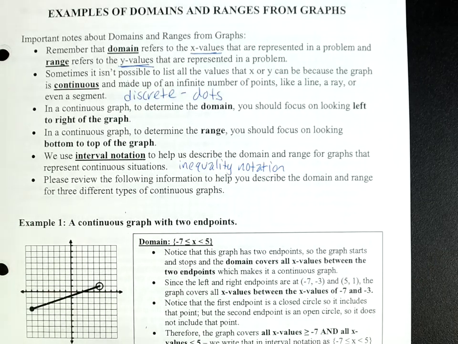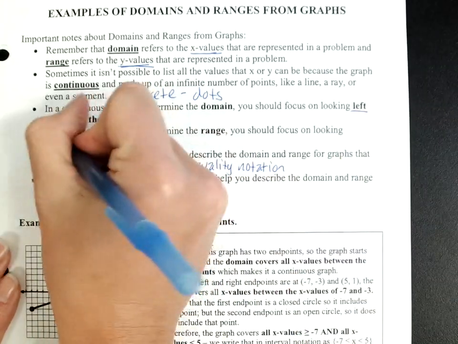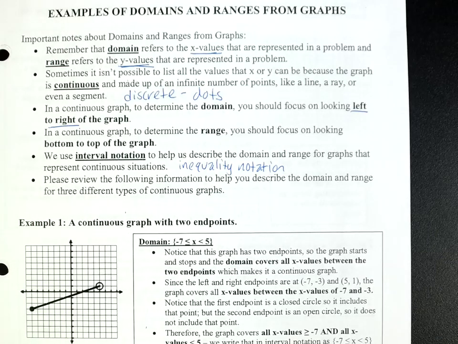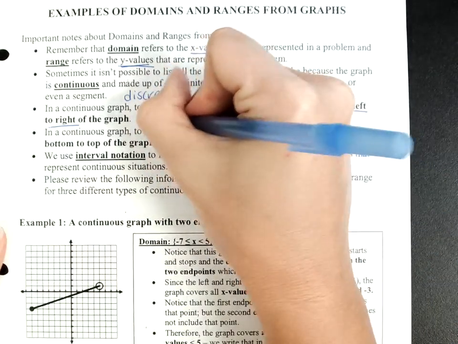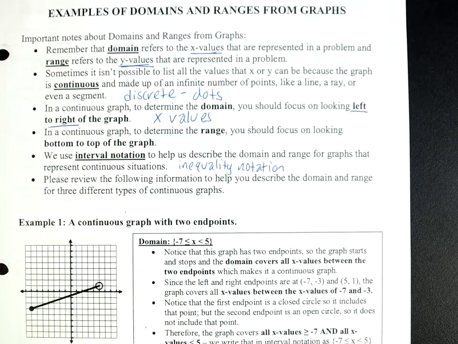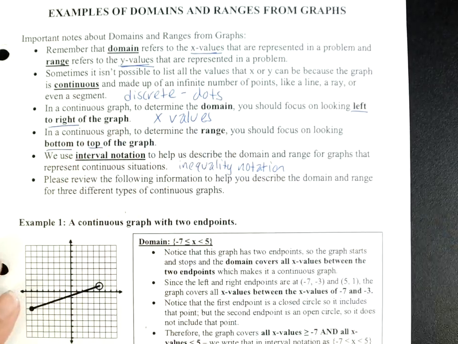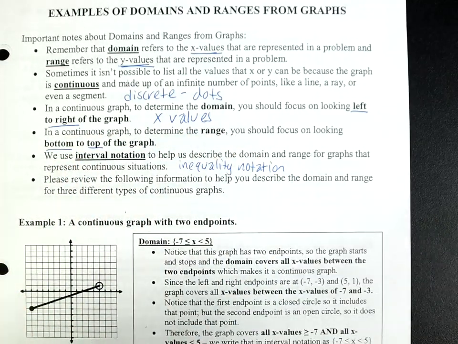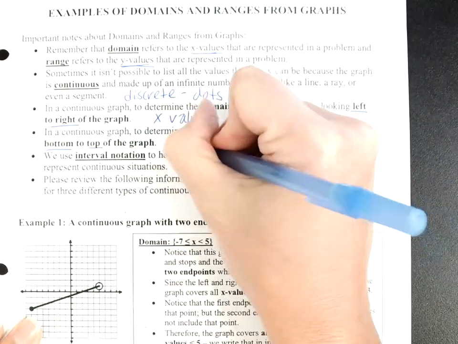So whenever you're looking at domain of a graph, you really need to look and list your points from left to right. That's going to be from smallest to biggest. So looking at your line, you're going to find the leftmost point, and that's going to start your domain, and then find the rightmost point, and that's going to end your domain. Be sure when you're doing this, you're looking at the x values. When you're looking at range, you should start at the bottom of the graph and then work your way to the top. Again, that's going to be from the lowest y value to the highest y value. Again, remember, y value.